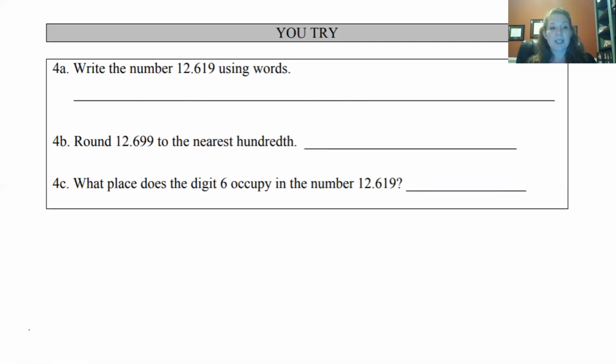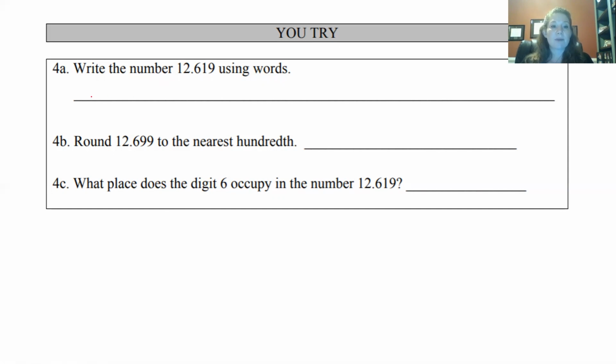You're going to just do these 3 problems on your own. You're going to write the number using words. You're going to round to the nearest hundredths. And then you're going to answer the question, what place does the 6 occupy in the number? Try that, pause me, and then come back and I'll go over the answer with you.